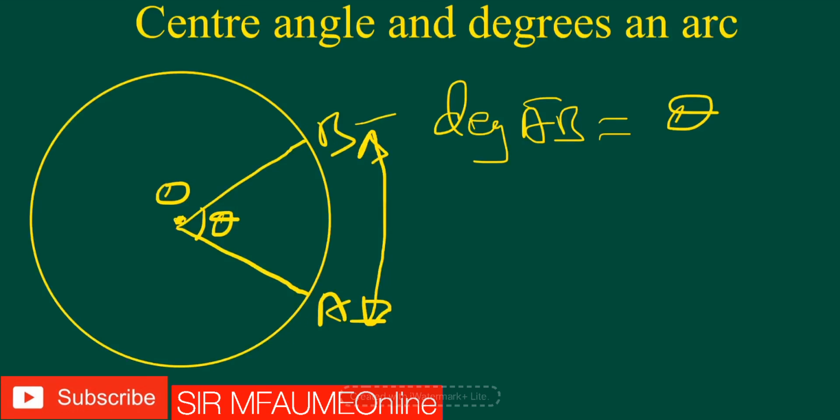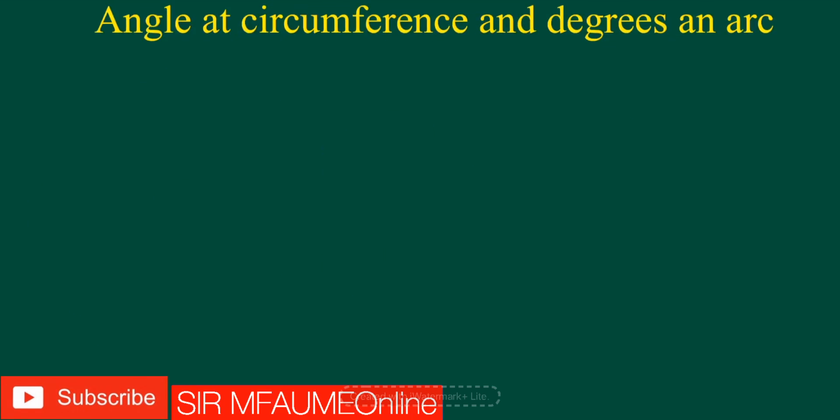So the central angle always equals the degrees found on an arc. Okay, let us move. Now we're going to find the angle at the circumference and the degree of an arc. What is the relation between the angle at the circumference and degrees of an arc?